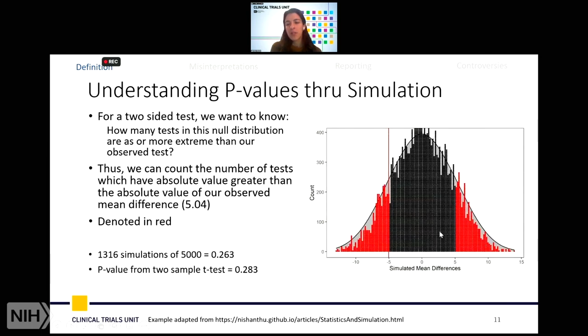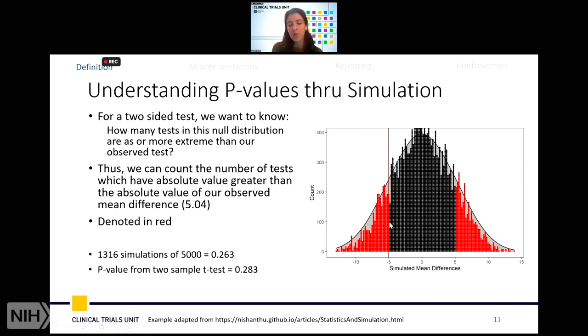And all of these points show each calculated mean from each of our shuffled calculations. So every time we're shuffling, we're calculating that mean, and we can see them all plotting on here in this distribution. So for a two-sided test, we want to know how many tests in this null distribution are as or more extreme than our observed test.